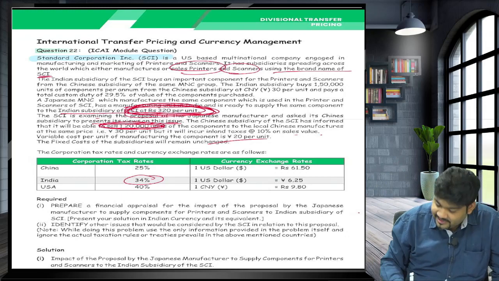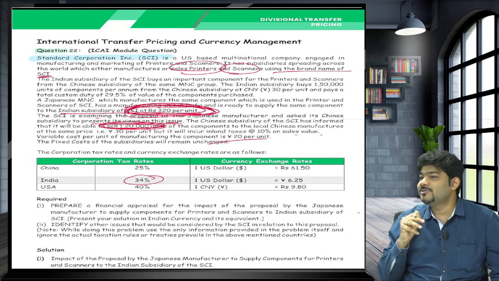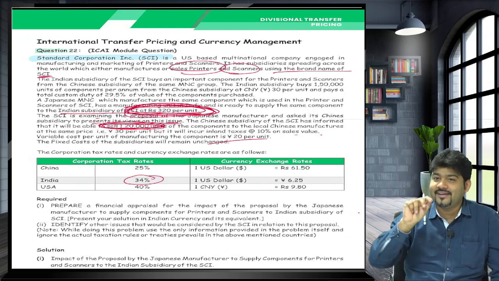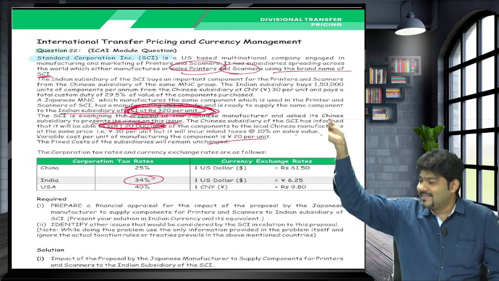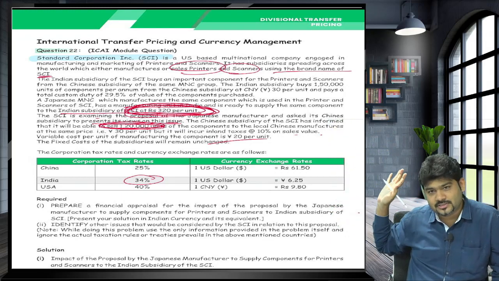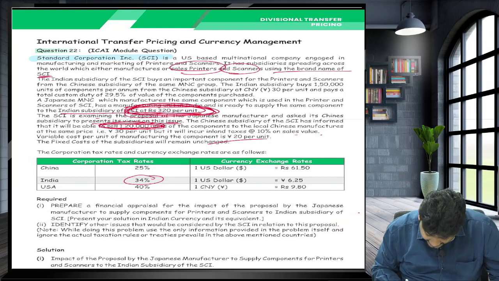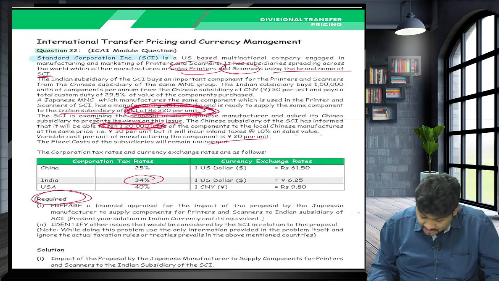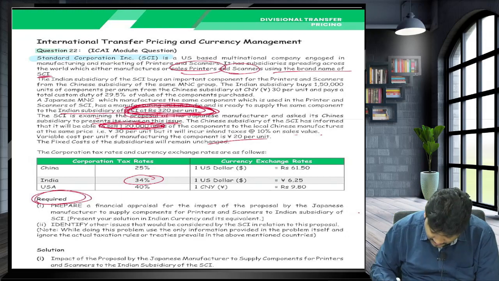And the dollar rate they have given, we will take that only. Don't use your SFM. Sir, in SFM, we have studied that the US dollar exchange rate is XYZ. No, we don't want that. We want whatever is given in the question. Alright. Okay. Prepare a financial appraisal for the impact of the proposal by the Japanese manufacturer to supply.